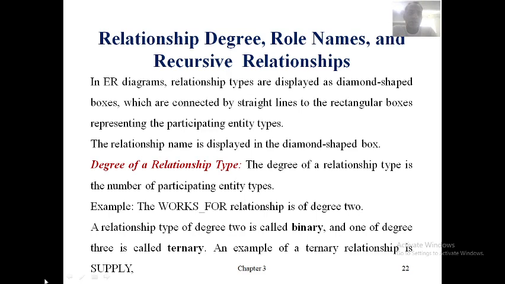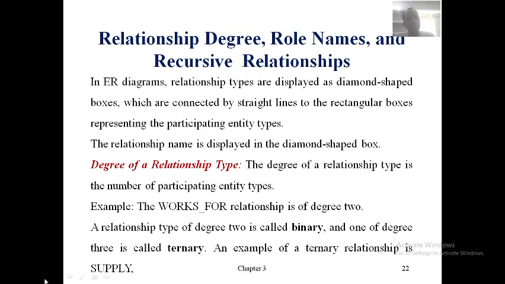Good morning, friends. Today, let us have a discussion on relationship degree, role names, and recursive relationships. After that, we will cover weak entity type and identifying entity. Now, as you know, in the previous slide we discussed the notations for relationship types.